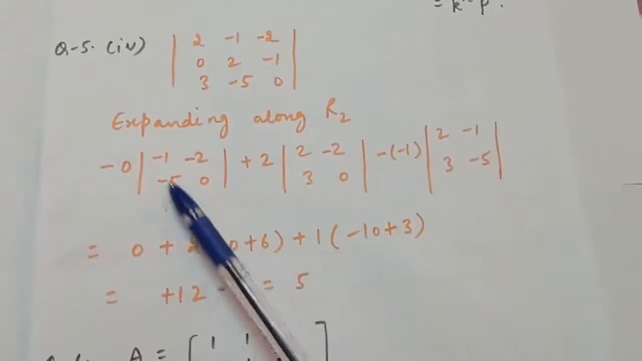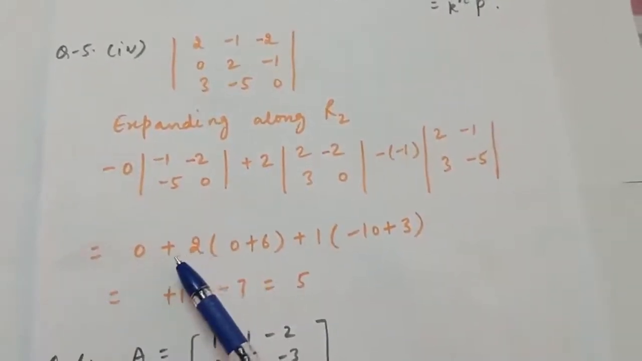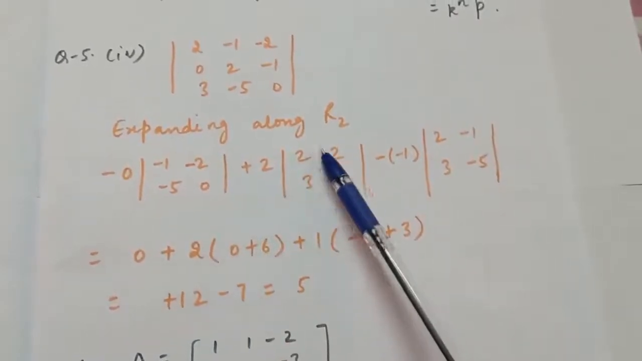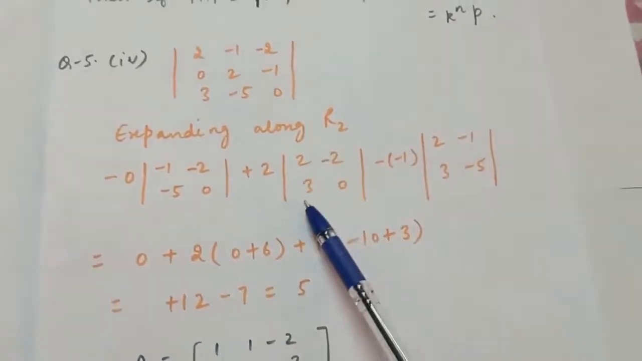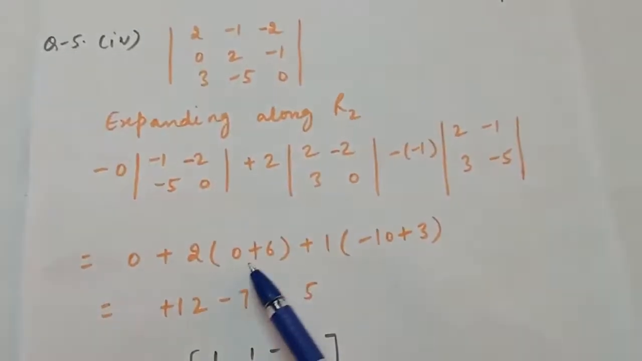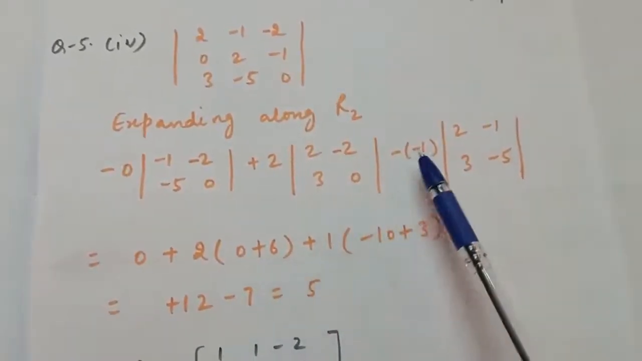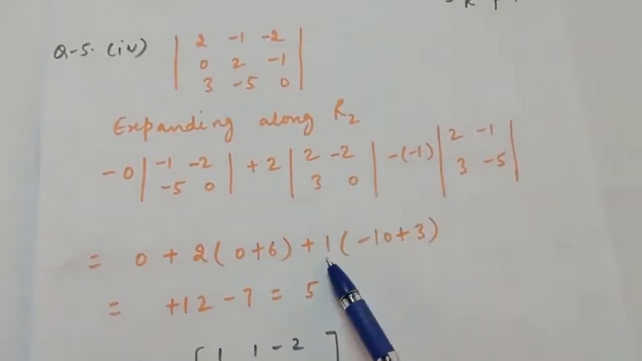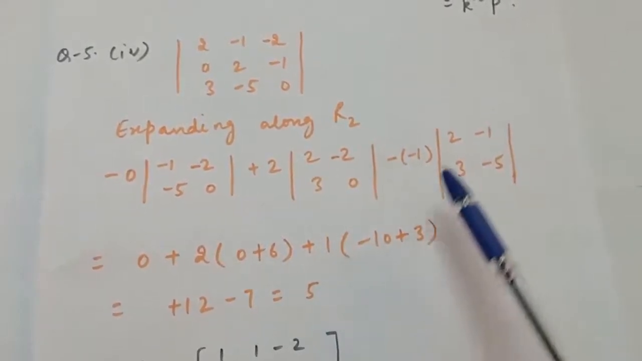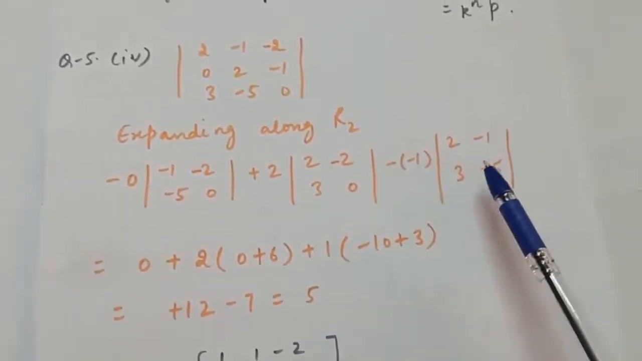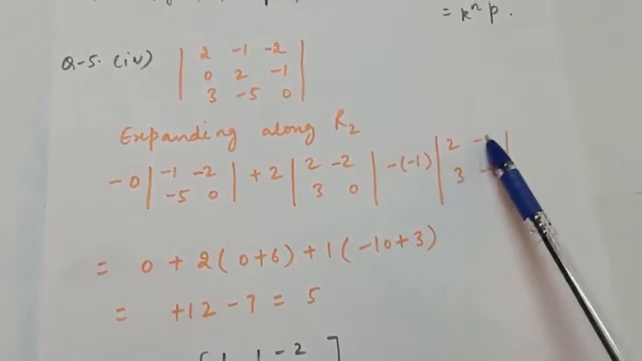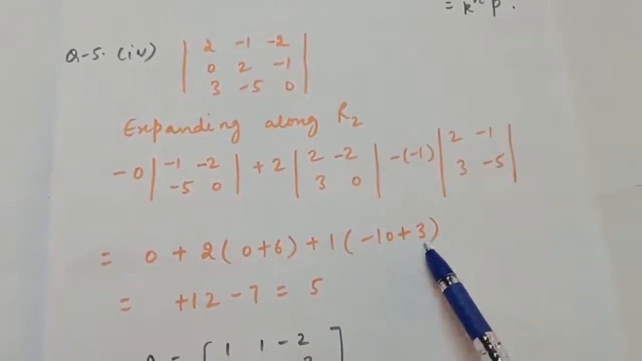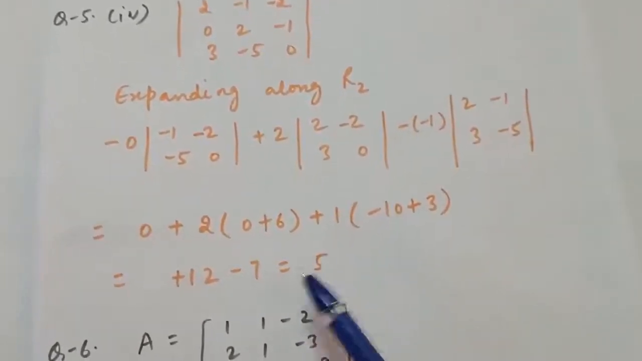Now solve this. 0 into something is 0, then plus 2 into (0 minus of minus 6), that is 0 plus 6. Then this minus 1 into minus is plus 1 in the bracket, minus 10 minus of minus 3, which is plus 3. So you will get the answer as 5, right?